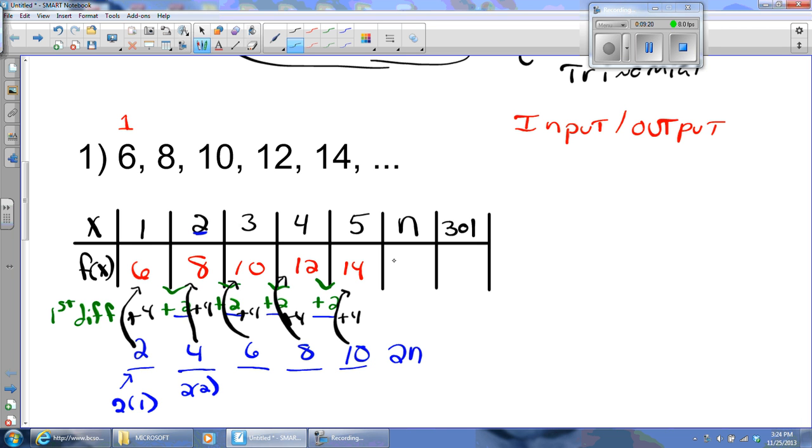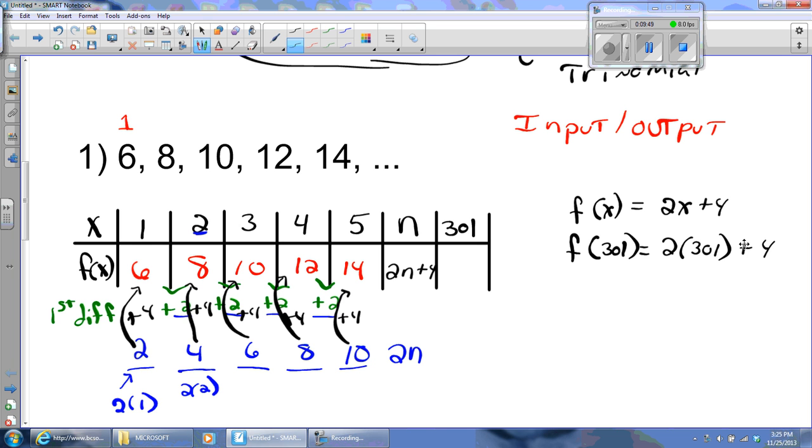Well, what do I do for my nth term? Well, I take 2n and I add 4 to it. Okay, now my equation is going to be f of x, which will equal 2 times x plus 4. To figure out the 301st term, I'm going to put 301 in for x. And so 2 times 301 will be 602, plus 4 will get me 606 for my answer.